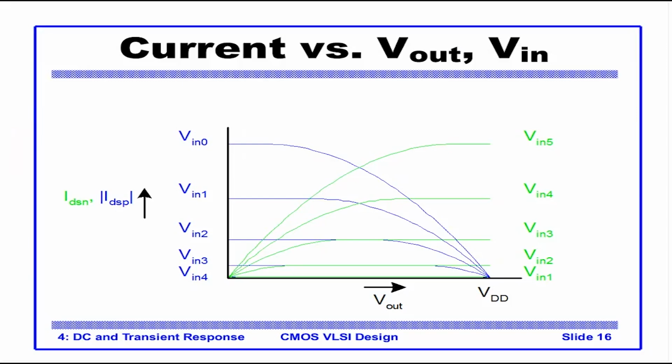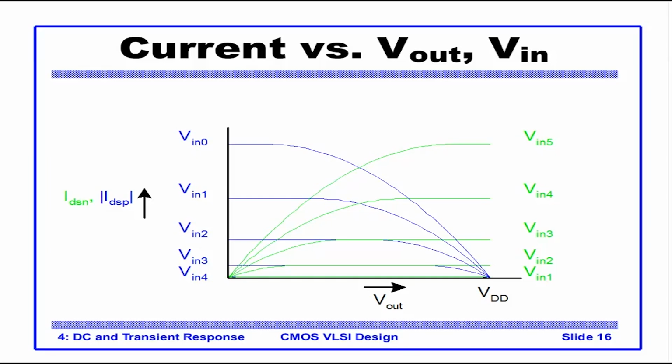This is a very interesting graph which shows how the NMOS current and PMOS current vary with input and output voltages, and what happens to Vout. So this is the output voltage, this is the output current, IDSN is the NMOS current, and the absolute value of IDSP is plotted here. The PMOS current is represented in blue, the NMOS current is represented in green.